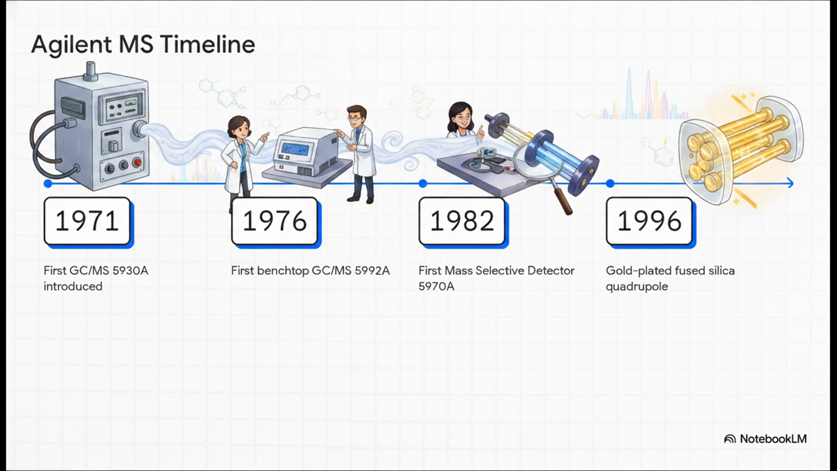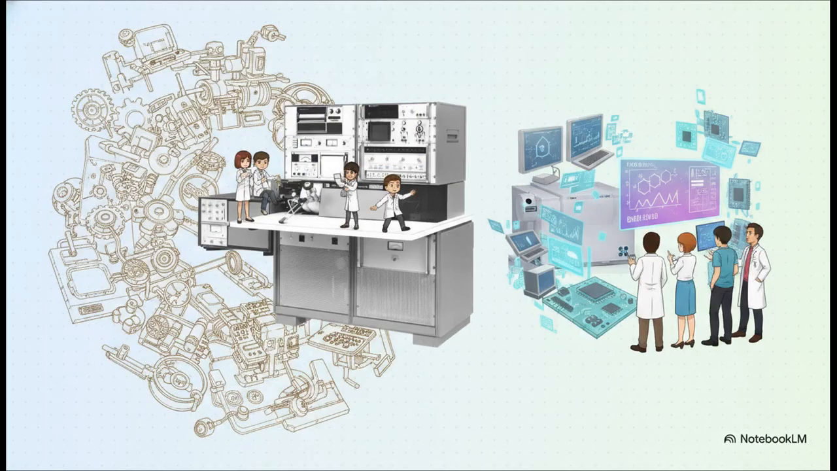Take Agilent's historical timeline, for instance. Back in 1971, they introduced the very first GC/MS system. Just 5 years later, in 1976, they hit a massive milestone with the first truly benchtop system. The progression was just rapid. 1982 brought the first mass-selective detector, essentially turning the MS into a standard GC detector. And by 1996, they introduced the patented gold-plated fused silica quadrupole we just talked about, offering unprecedented stability. The sheer scale of innovation here is striking.